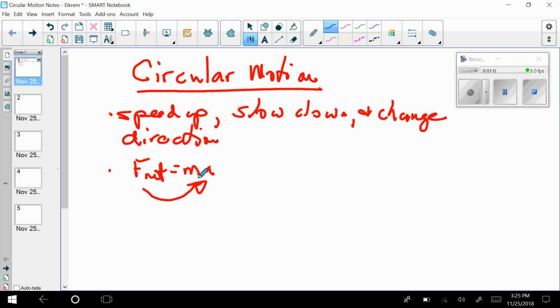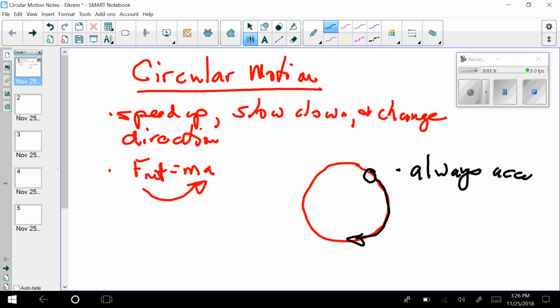Okay, so if you know that, an object in circular motion, say an object traveling around in a circle like this, let's say if we had an object on this thing, and it was traveling around in this circle, it'd be traveling in circular motion. And that object is changing direction the entire time it's traveling around in that circle. And because it's changing direction the entire time, that object is always accelerating. And that acceleration is called centripetal acceleration.